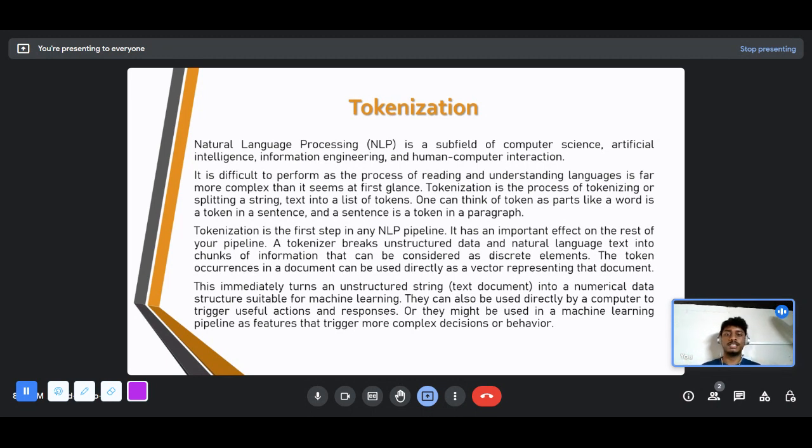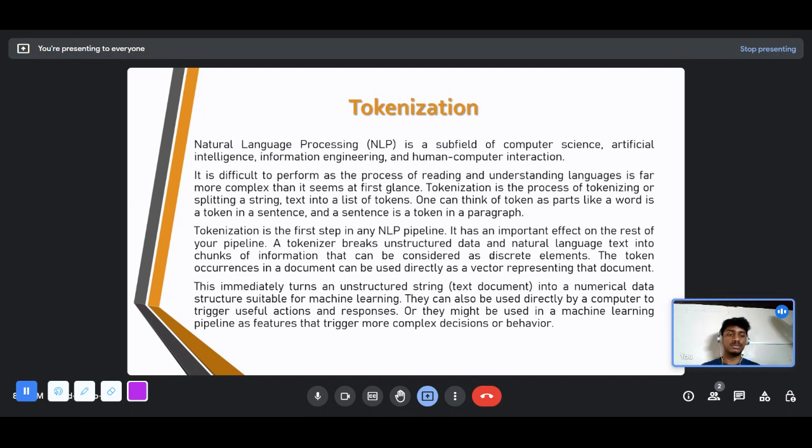Tokenization is the first step in any NLP pipeline. It has an important effect on the rest of your pipeline. A tokenizer breaks unstructured data and natural language text into chunks of information that can be considered as discrete elements. The token occurrences in a document can be used directly as a vector representing that document. This immediately turns an unstructured string or a text document into a numerical data structure suitable for machine learning.